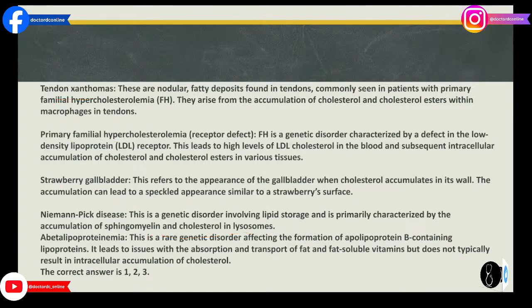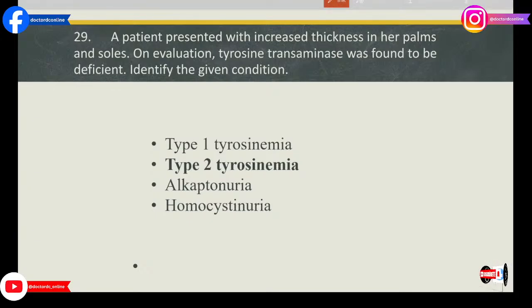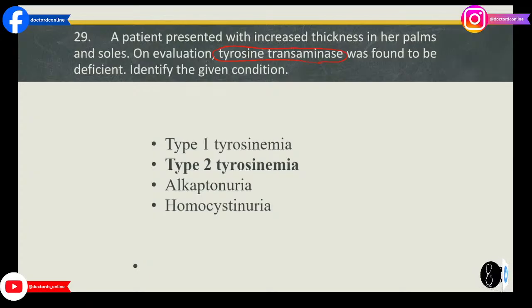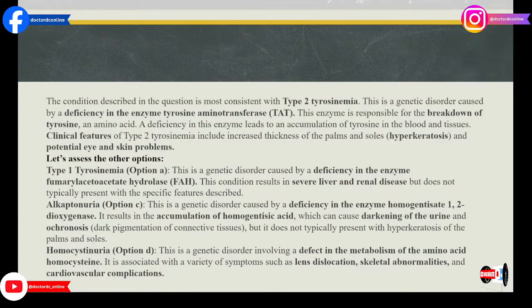In question 29, a patient presents with increased palm and sole thickness and tyrosine transaminase deficiency. The options are option A, type 1 tyrosinemia, option B, type 2 tyrosinemia, option C, alkaptonuria, and option D, homocystinuria. The condition is type 2 tyrosinemia due to deficiency of tyrosine aminotransferase, leading to hyperkeratosis and eye issues. The correct answer is option B, type 2 tyrosinemia.